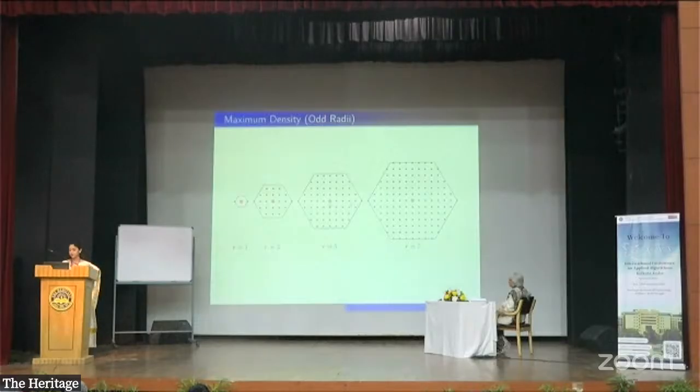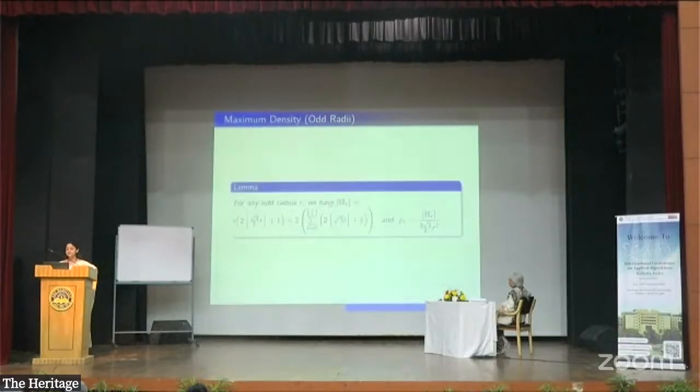So let us go back to the lemma, and this is our total result. There is a factor of 2 because there are 2 isosceles triangles, and this will be the number of pixels present in the hexagon.